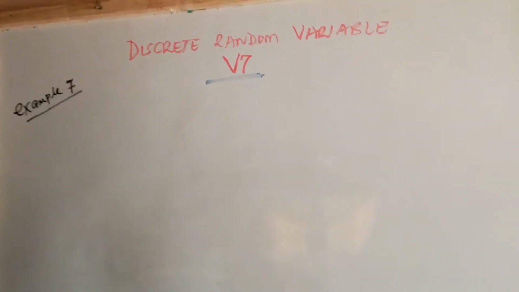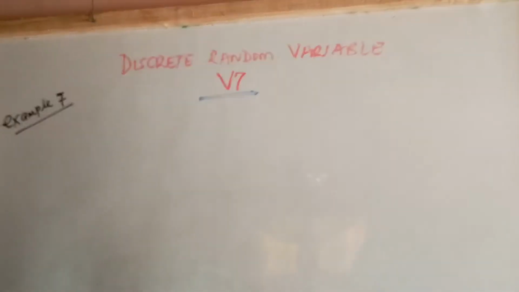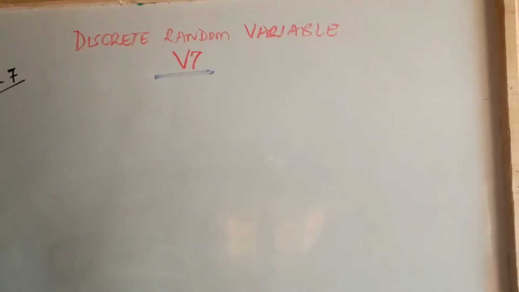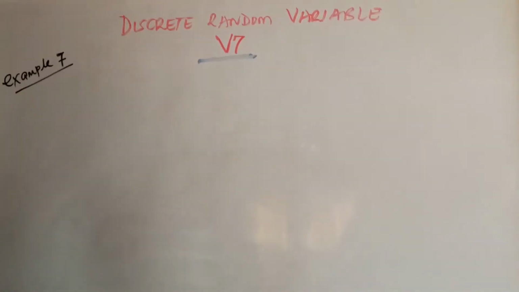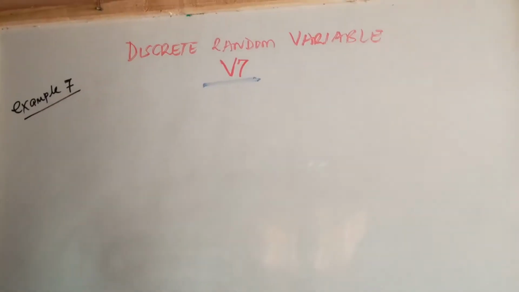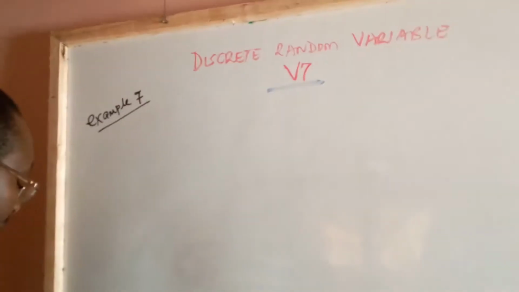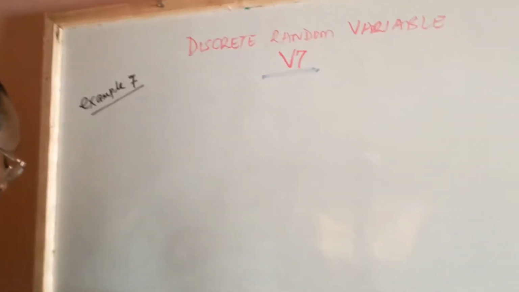Under 8.5, we are going to learn how to find the cumulative distribution function for a discrete random variable. And there are two statements or points there that we must know.